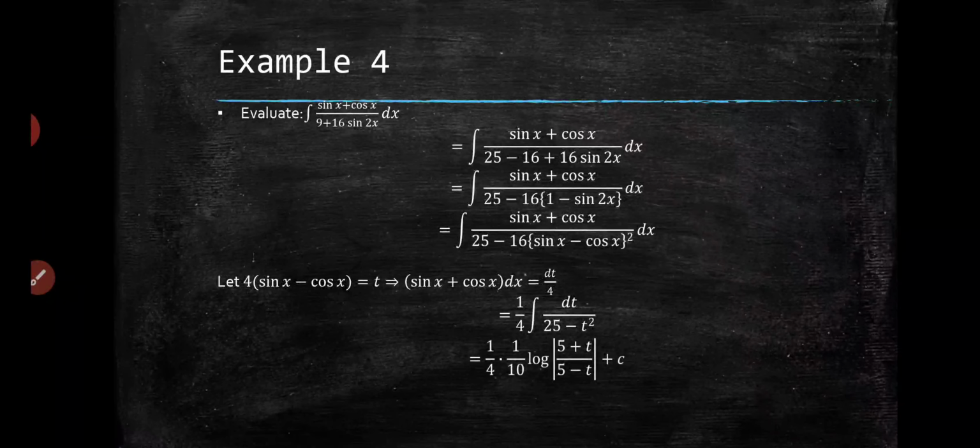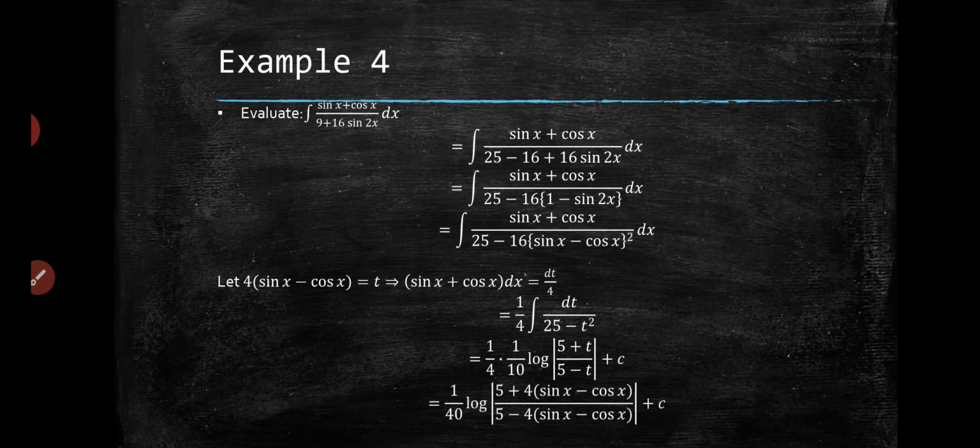Now obviously t is something we have taken, so we have to change it back. Therefore I have my final answer, that is 1 by 40 log of mod of 5 plus 4 of sin x minus cos x by 5 minus 4 of sin x minus cos x. So this is our final answer. Once you go through it, you will understand that first I need to take it to a form where I can see that it is coming into one of the 6 forms, and then I will take substitution if necessary.